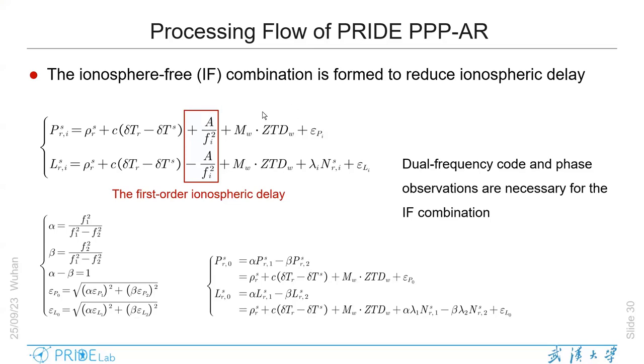Ionosphere linear combination takes advantage of the fact that GNSS signals propagate in a dispersive medium, where the delay is inversely proportional to the square of the frequency. So we can design a special linear combination of these observations on two frequencies to eliminate this effect, which is called the ionosphere-free combination. It requires that we have dual frequency observations for each satellite, both code and phase. Therefore, our software can only process data that have these observations.